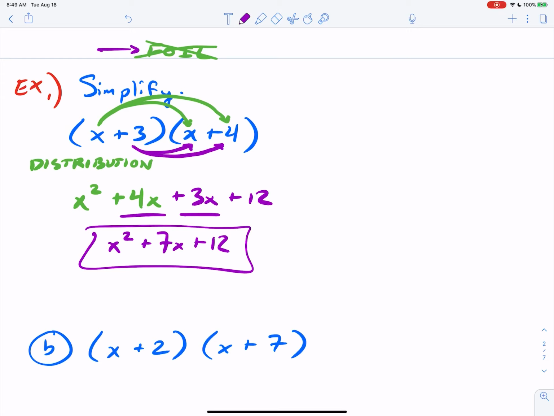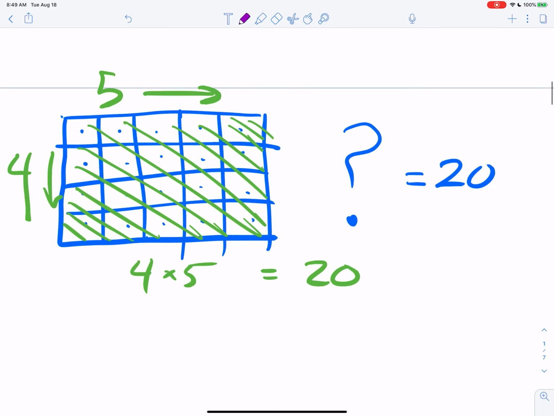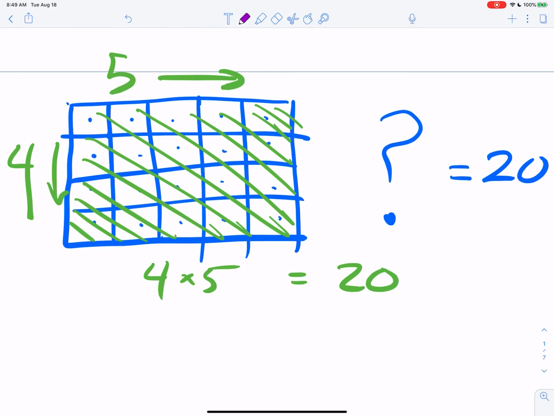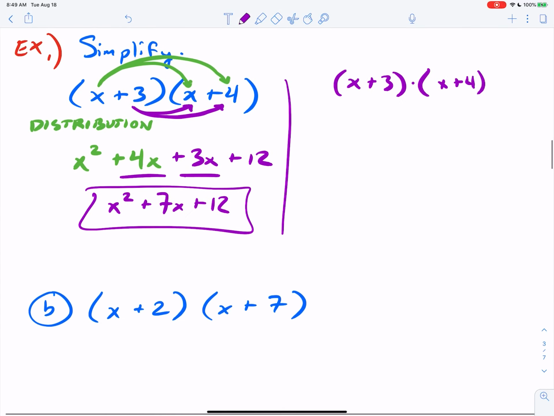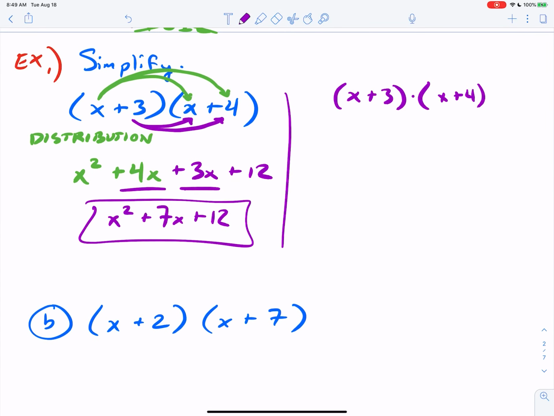always. The other way is, remember, when you're multiplying two things together, x plus 3 times x plus 4, it's like you're counting all of those squares quickly again. When you're multiplying, you're really finding the area. So what's really happening here is you can create an area model.